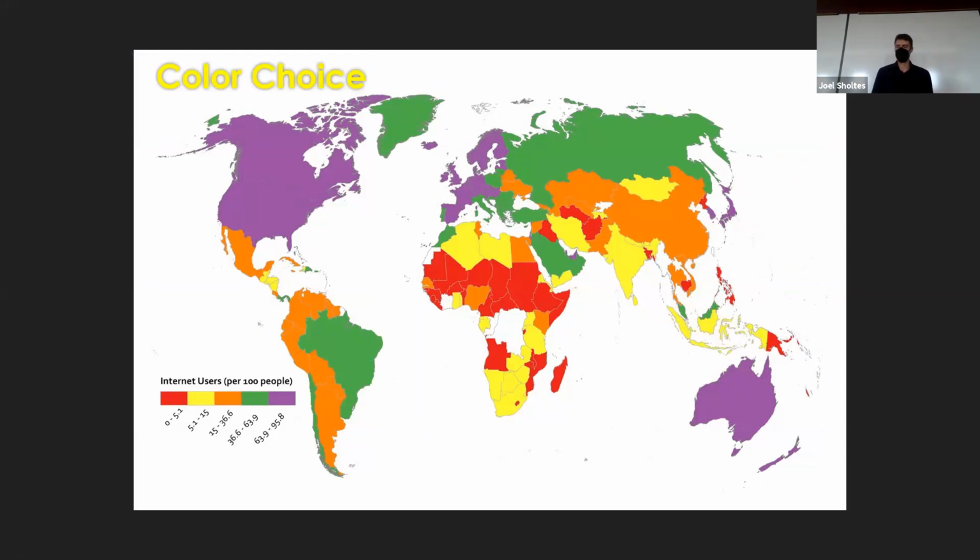Let's look at this map. What do we think? Internet users per 100 people.